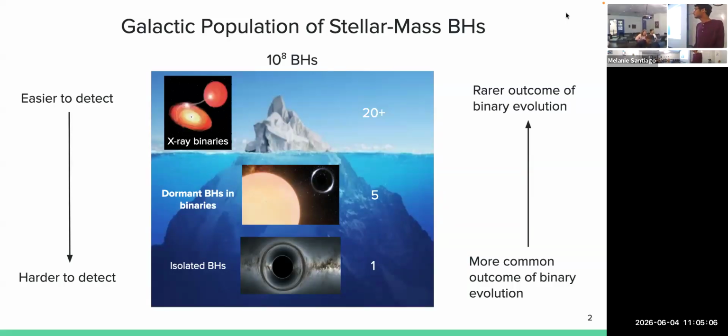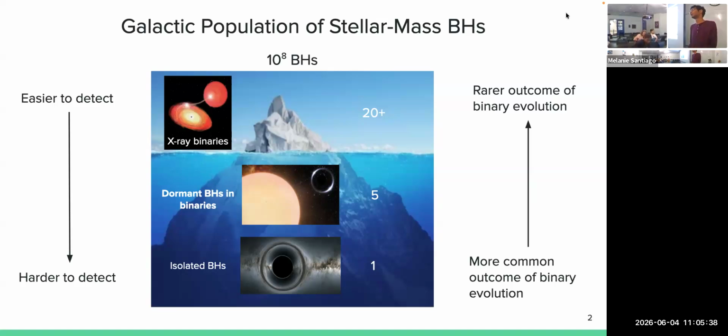But binary evolution models theoretically predict, as we will see, that these are supposed to be a very rare outcome of binary evolution, and that these systems should be vastly outnumbered by orders of magnitude by their wider counterparts hosting non-interacting, or what I will call dormant, black holes. These are all lurking beneath the water because they're harder to detect. In fact, the majority of black holes in our Milky Way are expected not to have any kind of stellar companion, but rather to be isolated black holes.